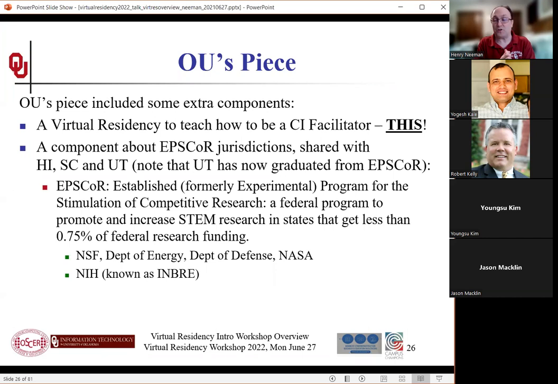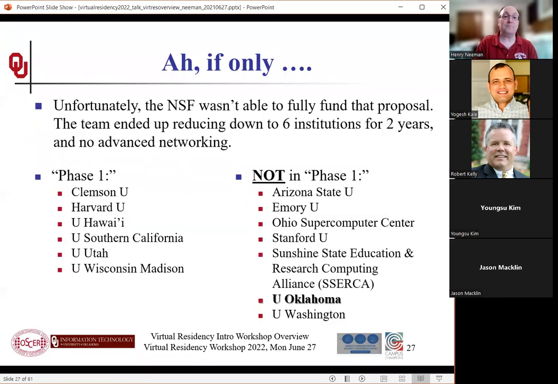Not going to go into too much detail, but for those of you who are not familiar with EPSCoR, the Established Program for the Stimulation of Competitive Research used to be an experimental program. That was what the E originally stood for. It was an experiment in the sense that they didn't change the name until 30 years in because we needed 30 years to figure out that it worked. States that get less than 0.75% of federal research funding are essentially eligible for some extra help.